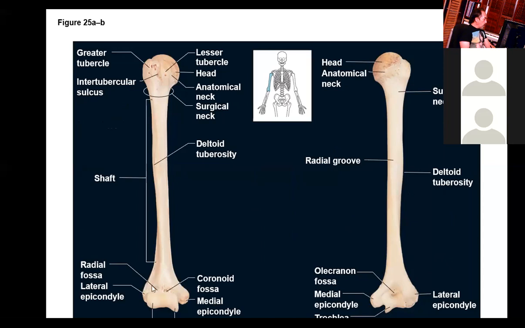The two fossas you see in the bottom, that's going to be the anterior view. The one on the lateral side, where the radial bone is, is called the radial fossa. And the one on the medial side, where your ulnar bone is, is going to be called the coronoid fossa.